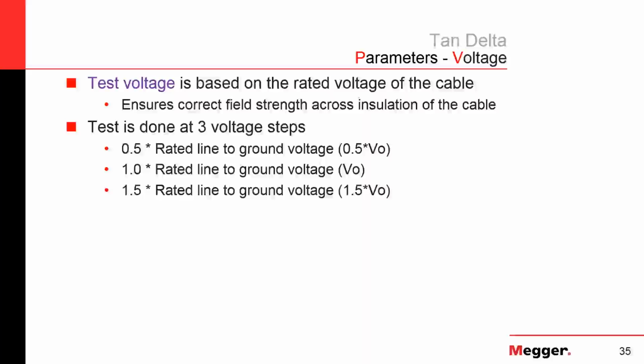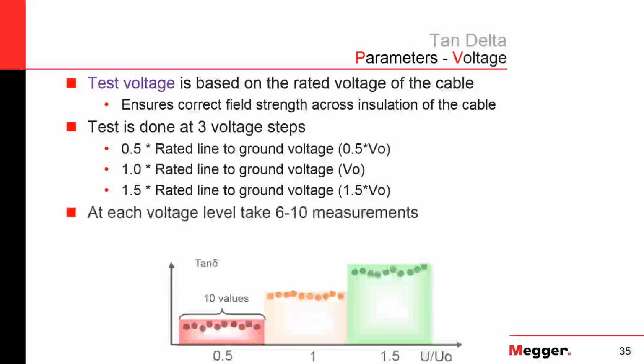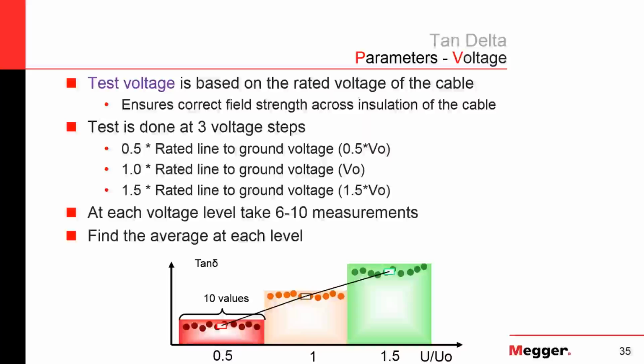The tan delta test is done at 3 voltage steps: half rated line to ground voltage, rated line to ground voltage, and 1.5 times rated line to ground voltage. At each of these voltage levels, we take 6 to 10 measurements, and then we find the average value at each of these levels. We zip those 6 to 10 measurements down to a single average value.